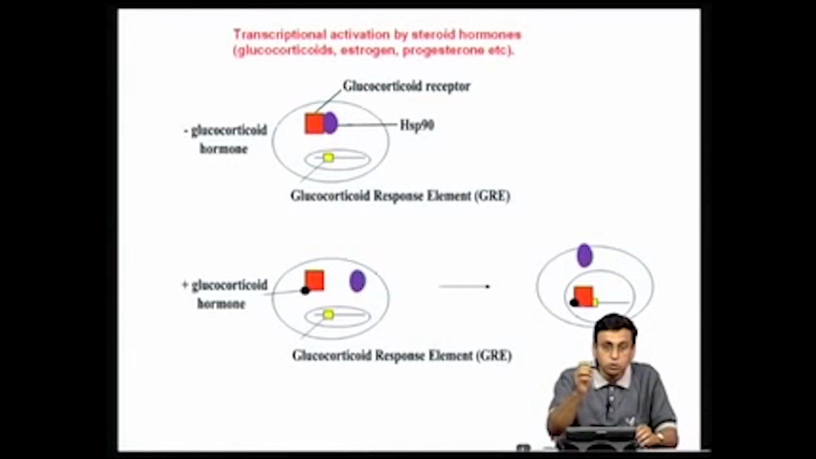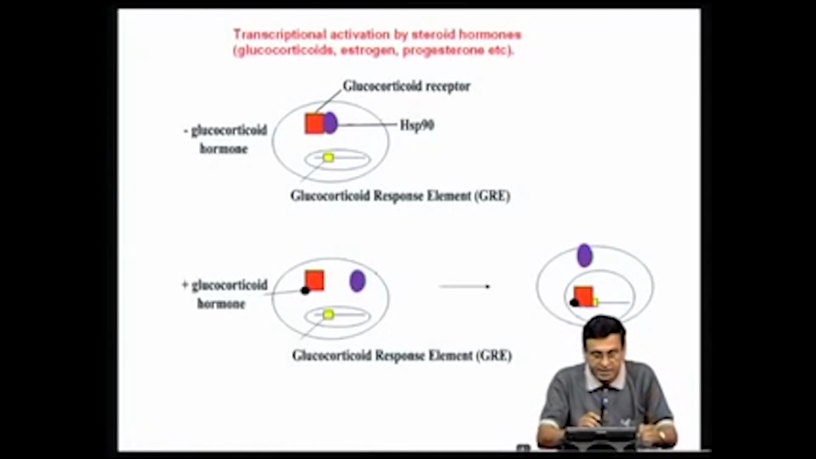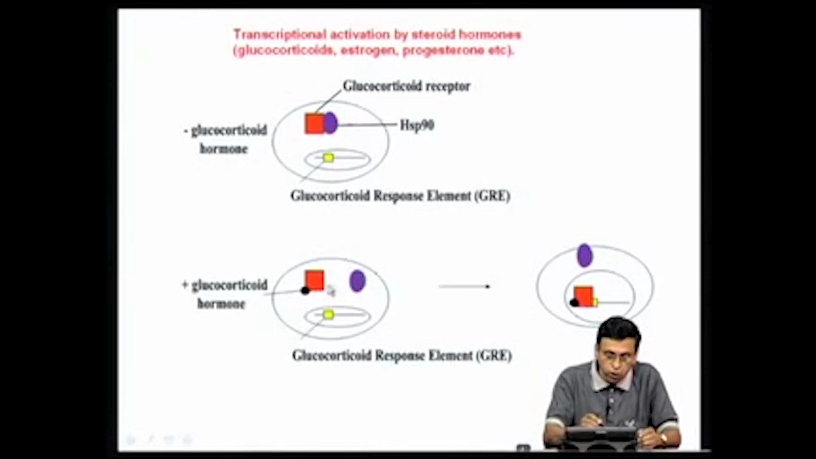Now the moment you add glucocorticoid hormone, being hydrophobic, the glucocorticoid hormone simply traverses the cell membrane. Now it goes and binds to the glucocorticoid receptor. Now when the hormone binds to the receptor, it induces a conformational change in the glucocorticoid receptor, and as a result the heat shock protein can no longer bind to the receptor. So the heat shock protein dissociates. So now we have a glucocorticoid receptor which is not in complex with heat shock 90.